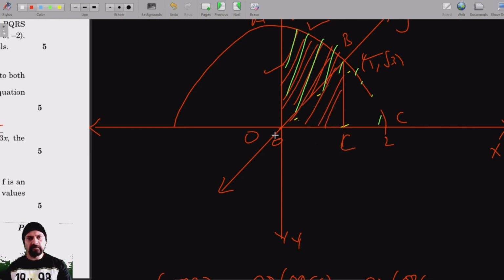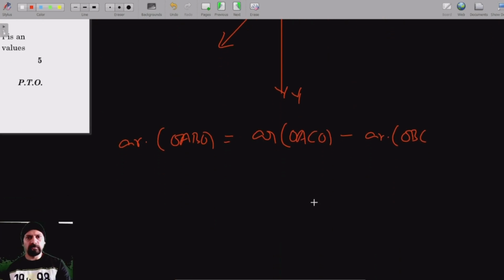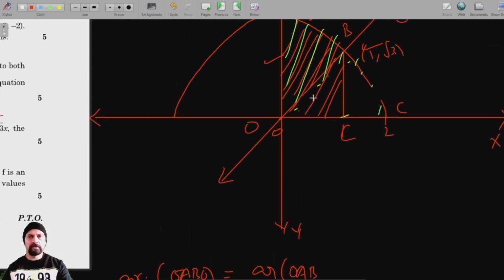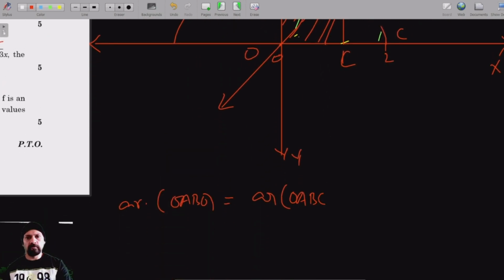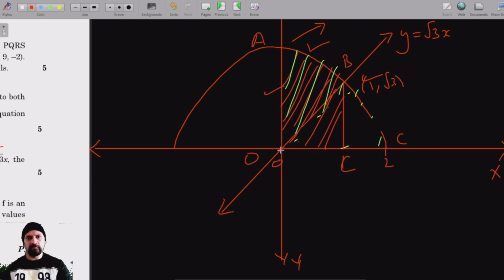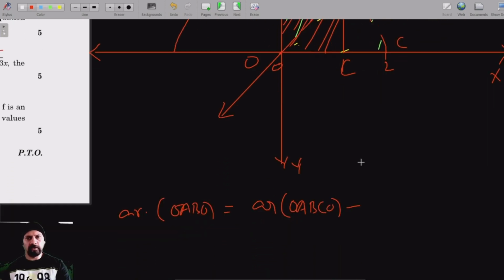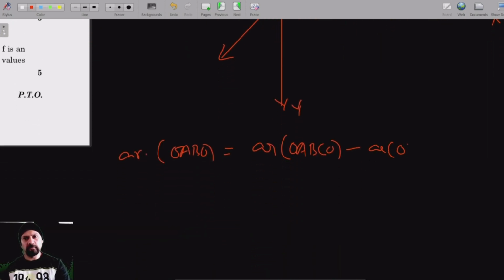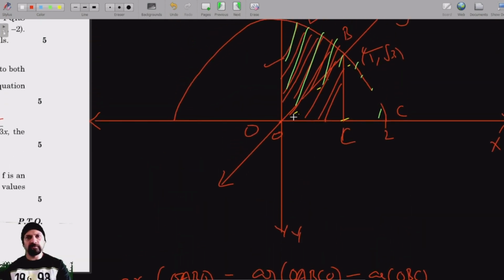So let's say this is C, OABCO. This is OA. I'm going to get the area OABCO and subtract from it the area OBC. Now both of these have the same limits 0 to 1. So this is 1 because the coordinates are 1 comma root 3, so this is 1 and this is C.